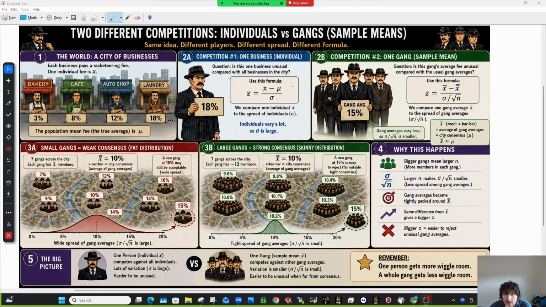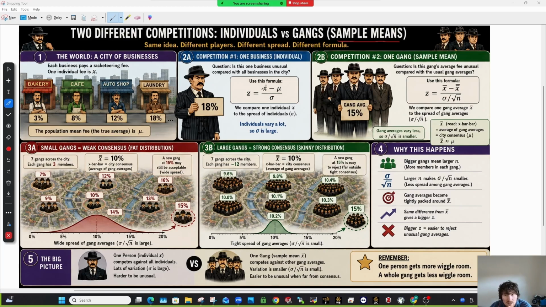Okay, so this is it here. There's a lot of information on this, but I'm going to walk you through it, and it'll hopefully help you think through the difference. What we're talking about here is two different competitions, as I make it out: individuals and gangs. And the gangs are going to be these sample means. So we have to tell the difference between which formula to use. So obviously pause the video and have a read of this first and see does it make sense to people. And then I'm going to walk you through it after you've had a read of it yourselves, okay?